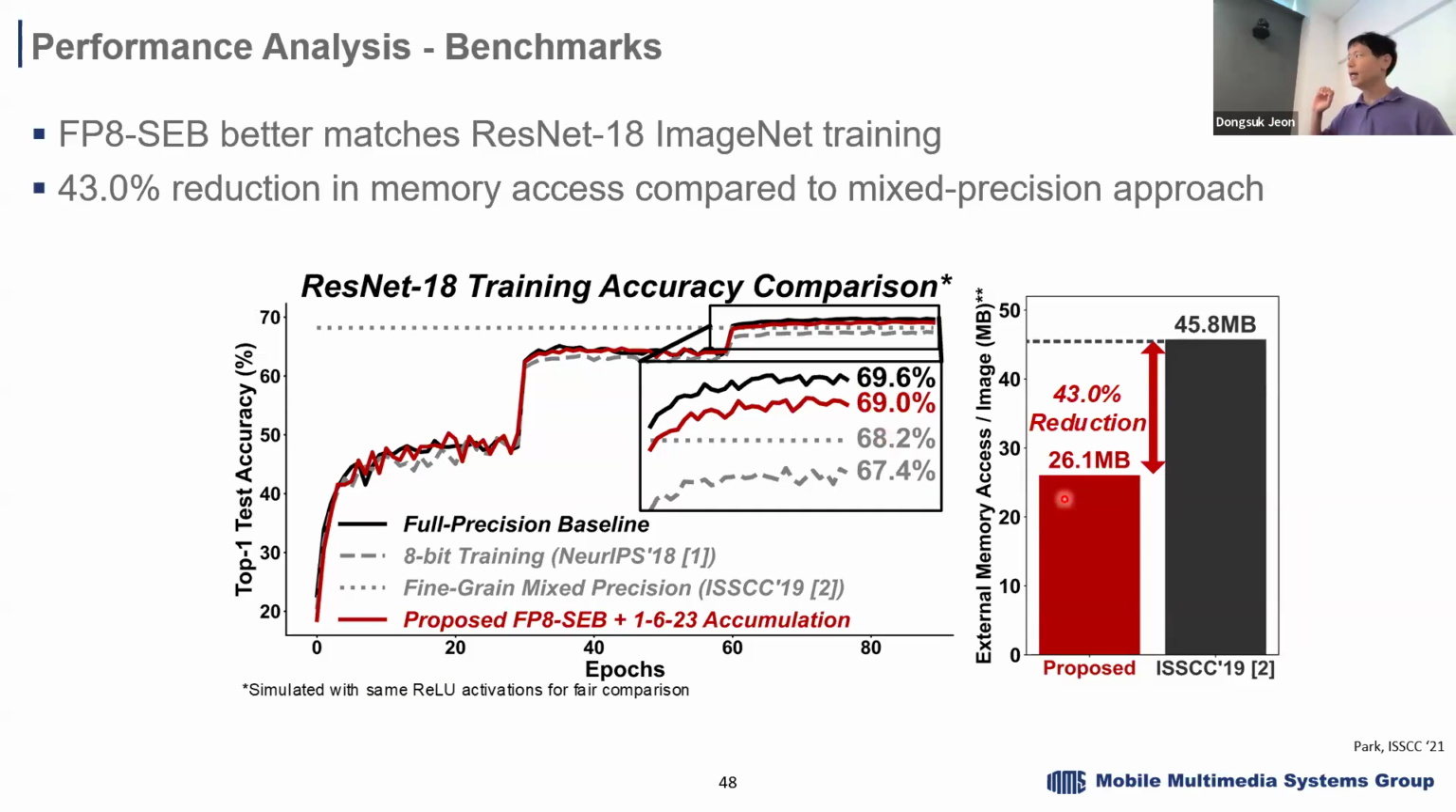Also, now we are representing all the values using FP8. That means we can reduce the memory space as well as the required memory bandwidth. So you can see that the amount of external memory access is nearly half of the baseline.